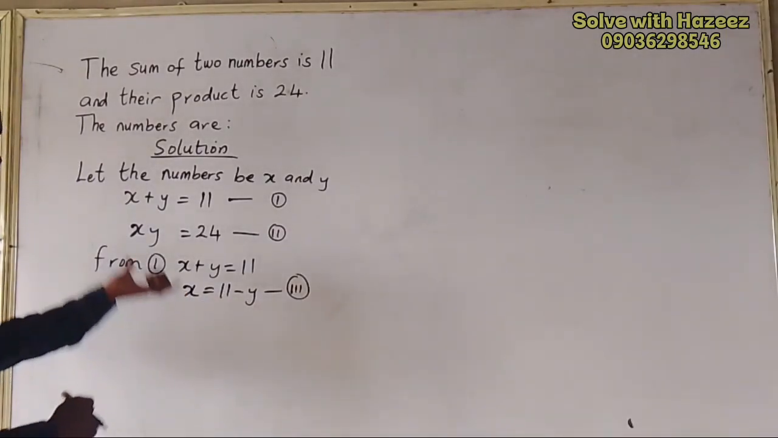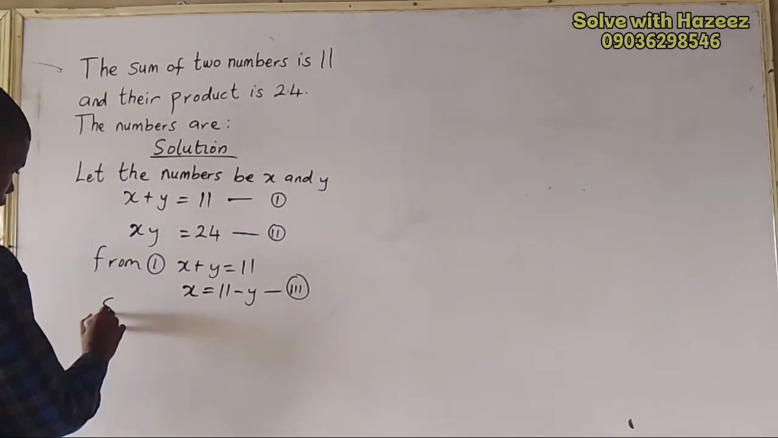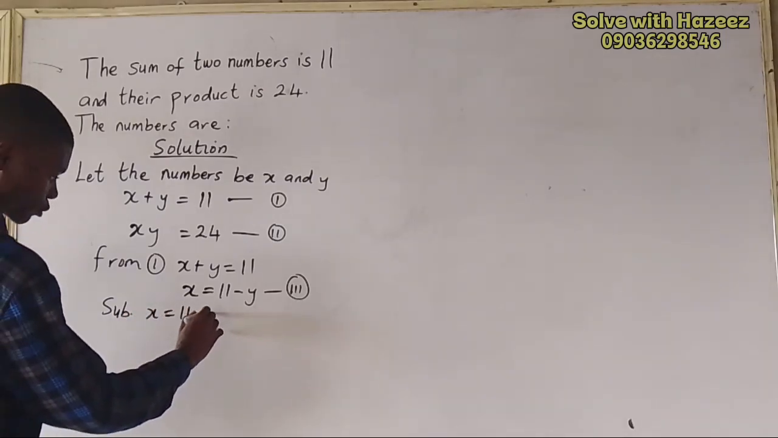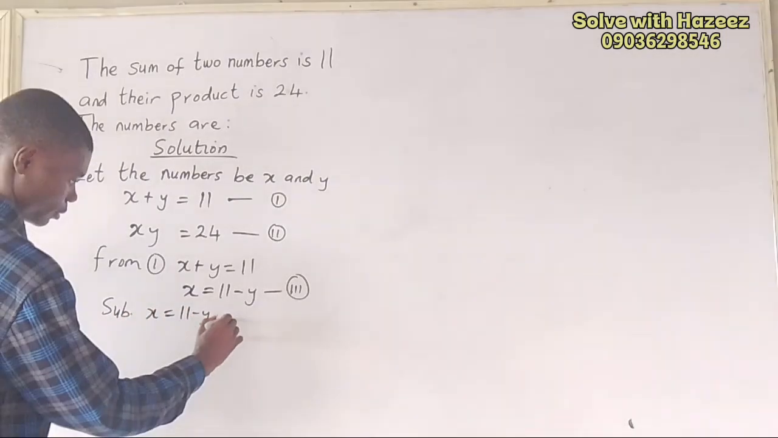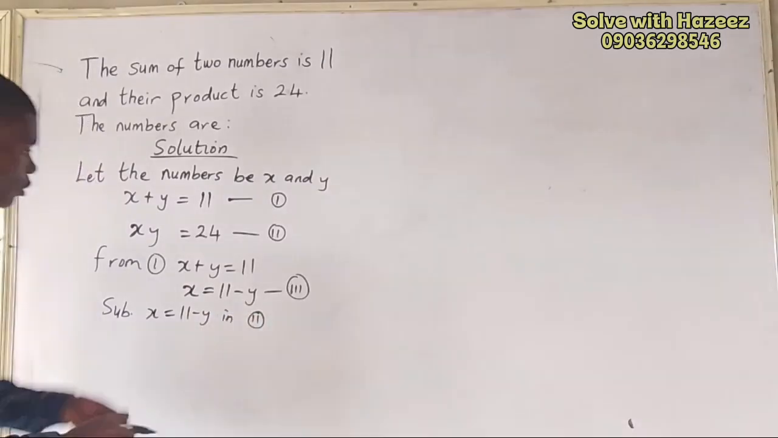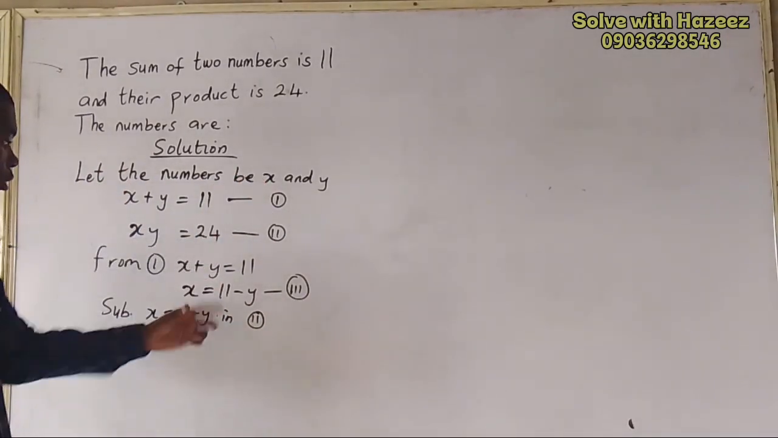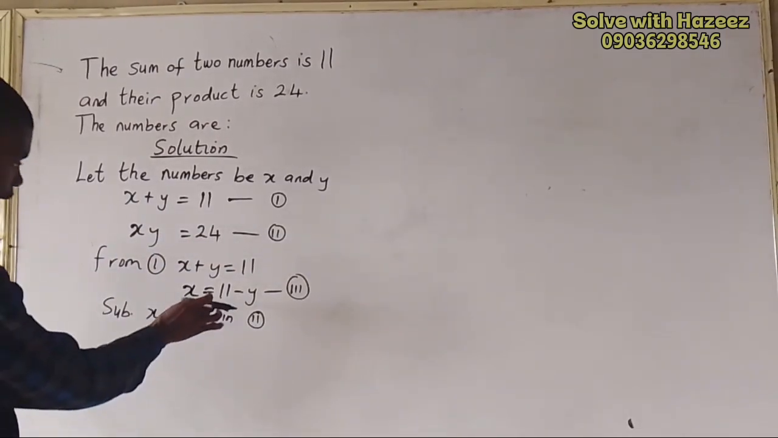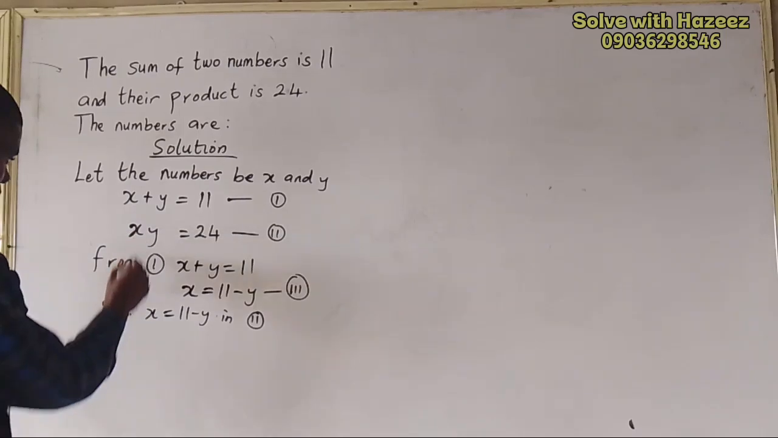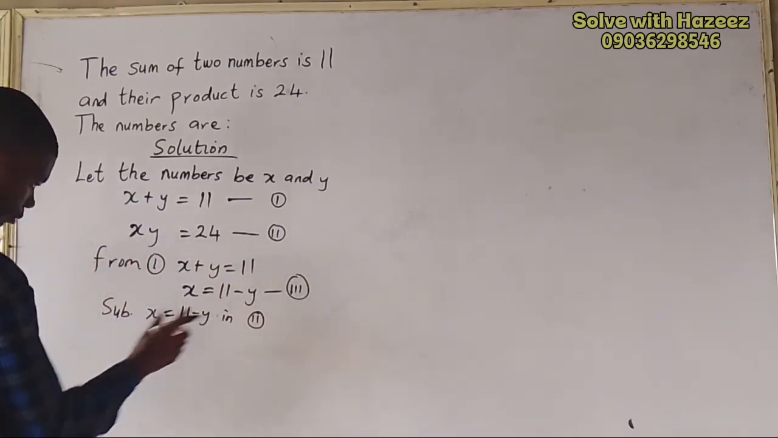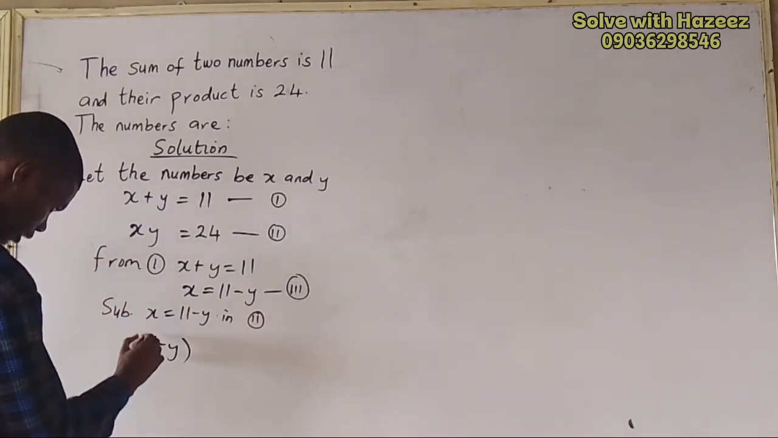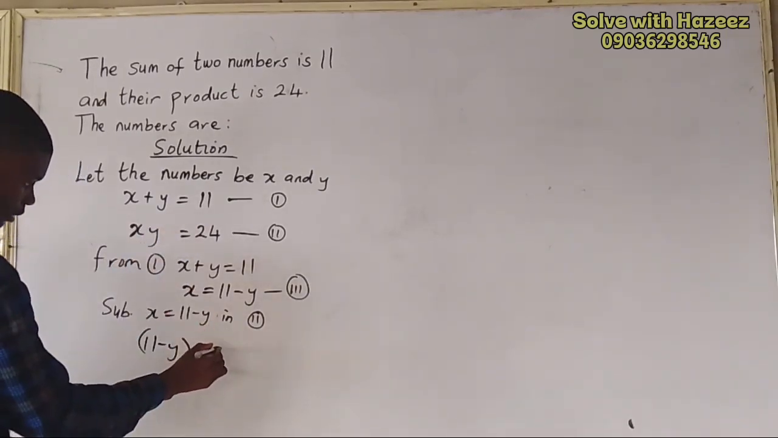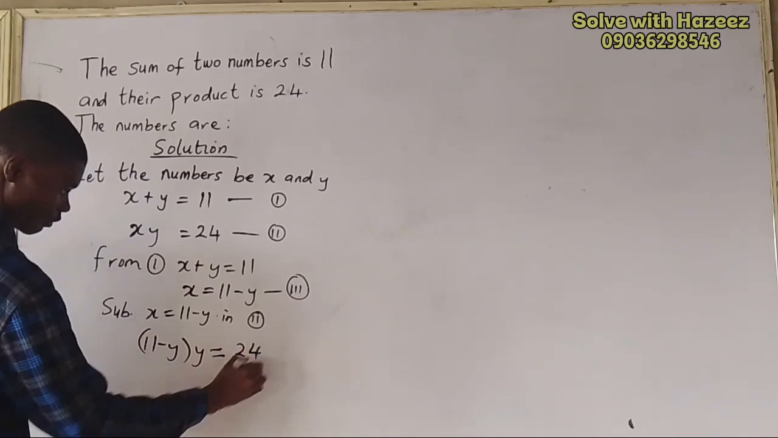So we can now substitute x is equals to 11 minus y in 2, because we started from equation 1, we are going to substitute it in the next equation, which is equation 2. So at x is equals to 11 minus y, we are going to have, instead of x, 11 minus y in brackets multiplied by y, is equals to 24.